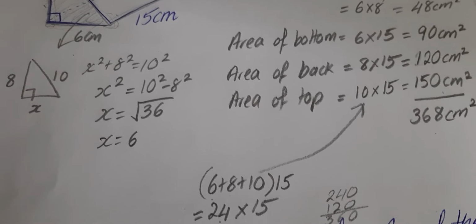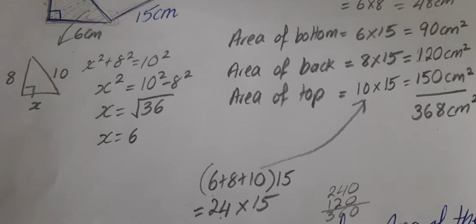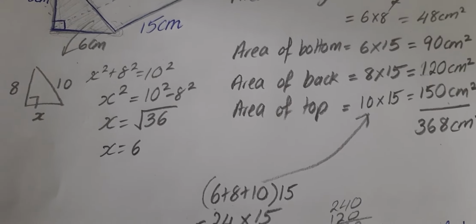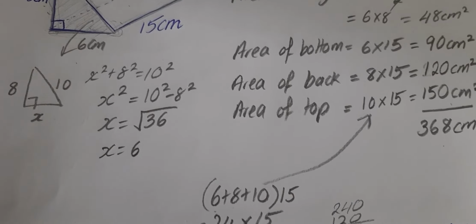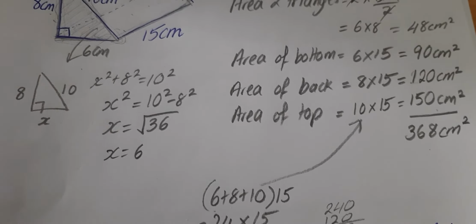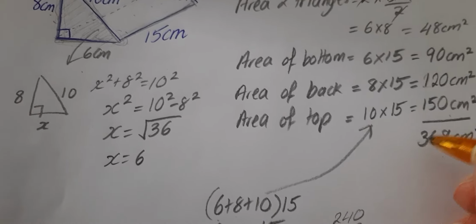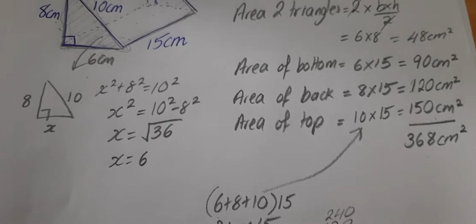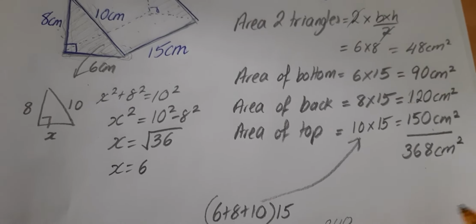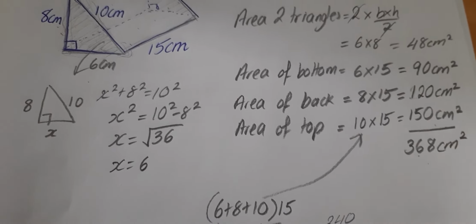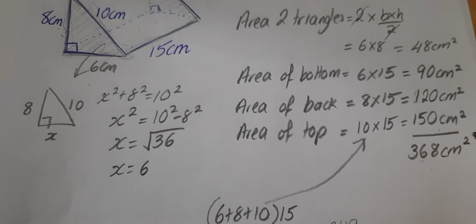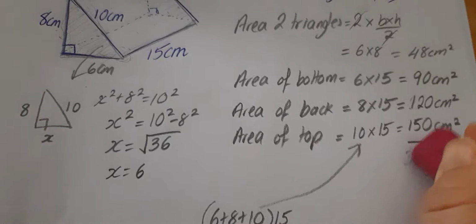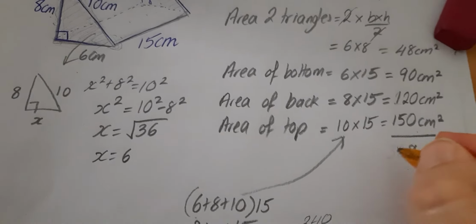Let's just check this. 360 plus the 48. Actually, my answer is 408, if I'm not mistaken. So my answer is this plus that 48, which should come to 408. So this is not 368 here, it's 408.